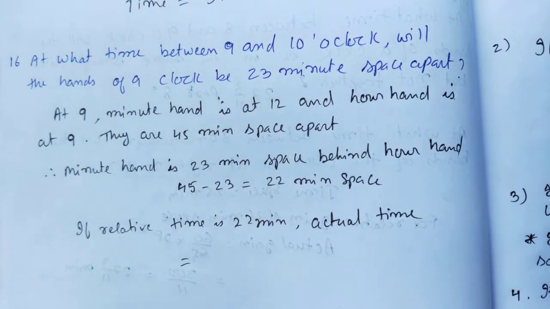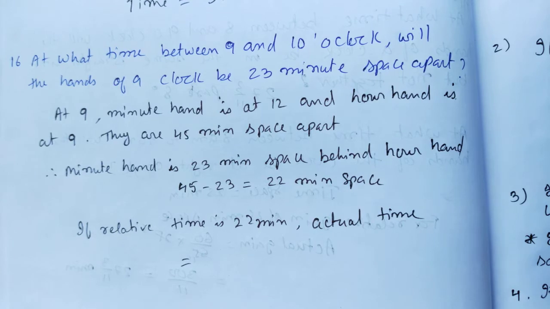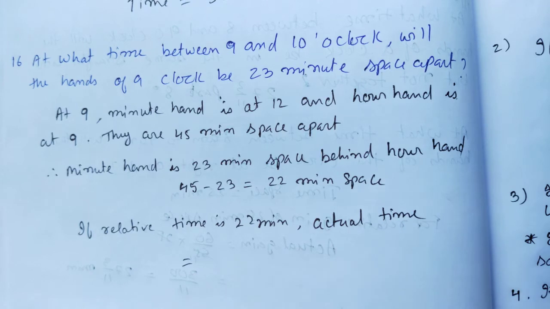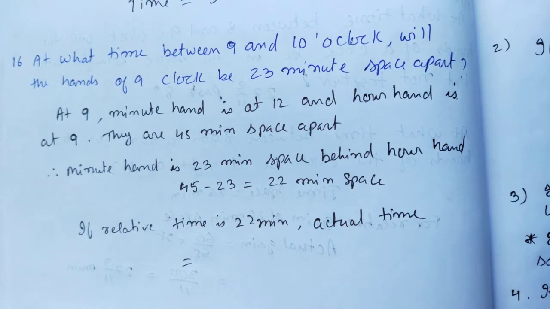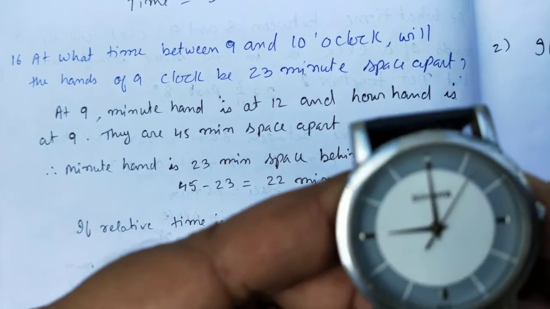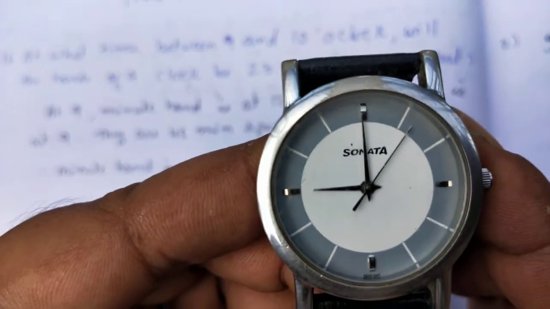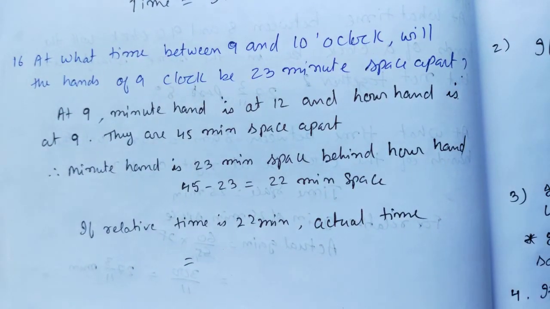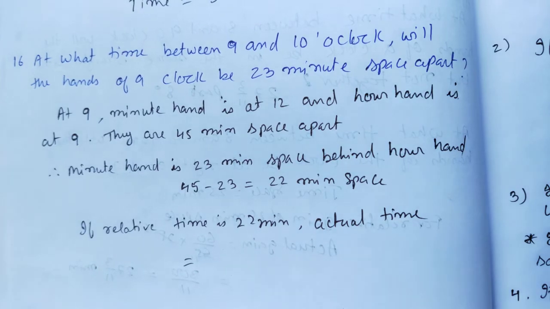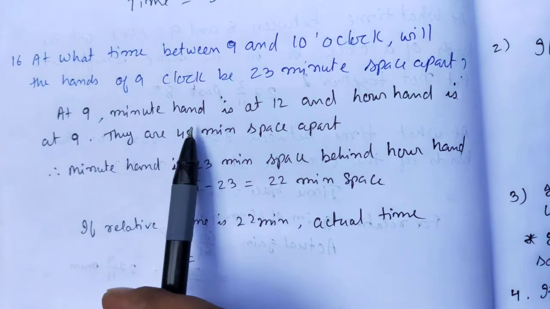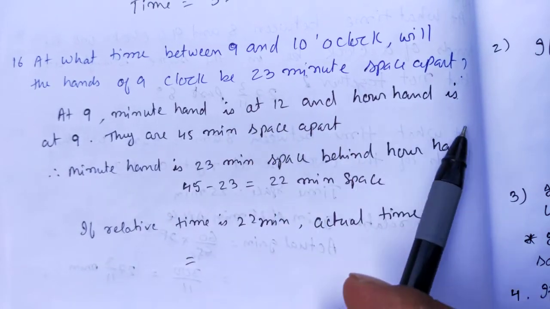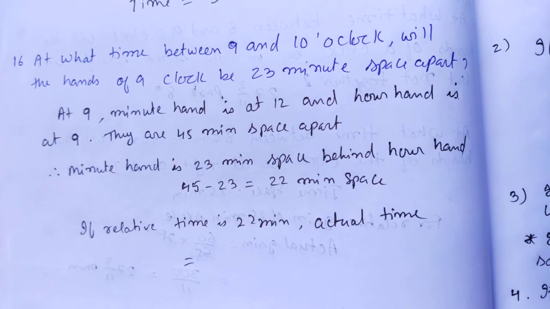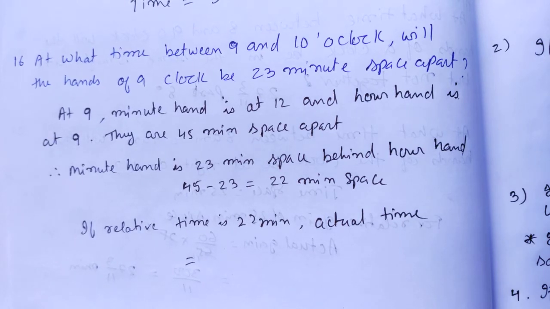Between 9 to 10, the hands of a clock, 9 to 10, so I'll take the clock to 9. You can use your own watch to do this. This is 9, okay, so 9 o'clock. Your question is, at what time between 9 to 10 will the hands of a clock be 23 minutes space apart? So at 9 o'clock the minute hand is at 12, and the hour hand is at 9. So the space is 45 minutes. But you need 23 minutes space apart.